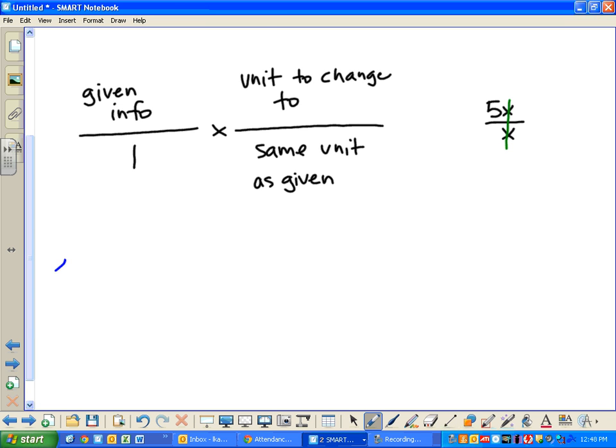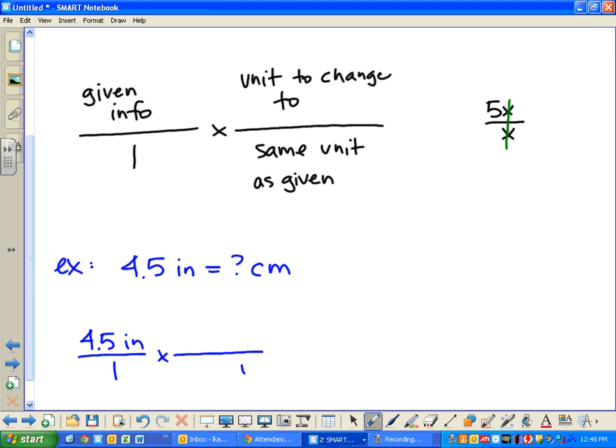All right, for example, if I had 4.5 inches and I wanted to know how many centimeters that was, I would set it up like this. Start with my given, 4.5 inches. I'm going to write that over 1. And then I need to know my conversion factor. I'm going to start with just the units. We'll do numbers second. Inches on top, so I want to have inches on the bottom so that inches will cancel. We want them to go away. And then I want to convert to centimeters, so centimeters would be on top.